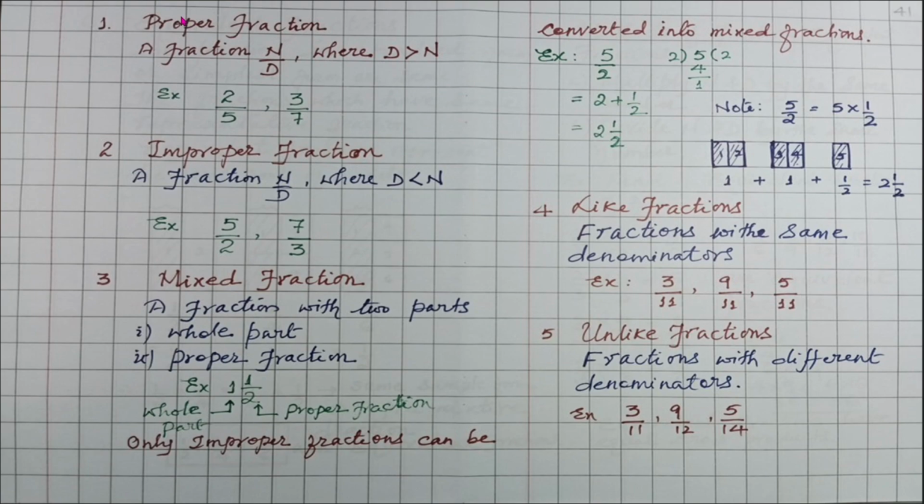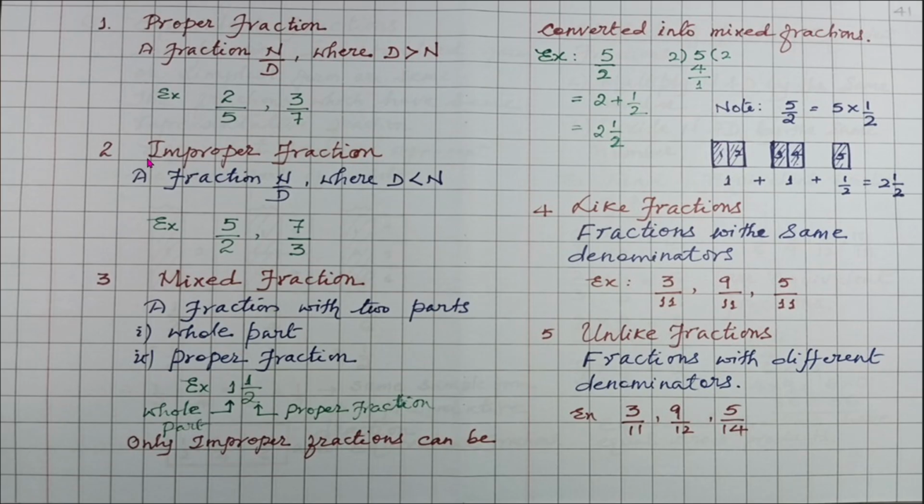Now let us take a proper fraction. As we know, n upon d is a fraction, n is the numerator, d is the denominator. For a fraction n upon d where the denominator is greater than the numerator, please understand this, the fraction n upon d is a proper fraction. Let us take an example. 2 upon 5 is a proper fraction because the denominator is greater than the numerator. 3 upon 7 is a proper fraction because the denominator 7 is greater than the numerator. So whenever the denominator is greater than the numerator, it is a proper fraction.